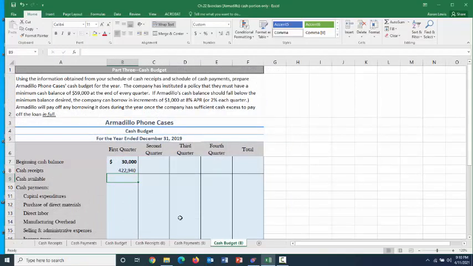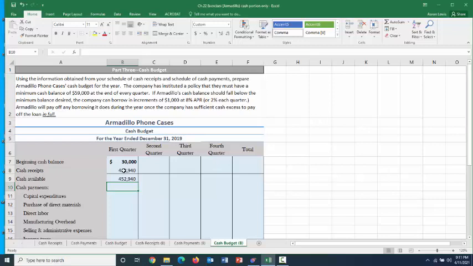And now what we're saying is we're going to start the quarter with $30,000. Add to it $422,940 worth of cash we're going to collect from customers, and those two numbers added together means that Armadillo Phone Cases will in total have $452,940 of cash available to them during the first quarter. But what's it available for? To pay for all the things they're going to have to pay for, all of their materials, labor, overhead, expenditures for capital expenditures, selling and administrative expenses, etc. They have to pay for all of that stuff.